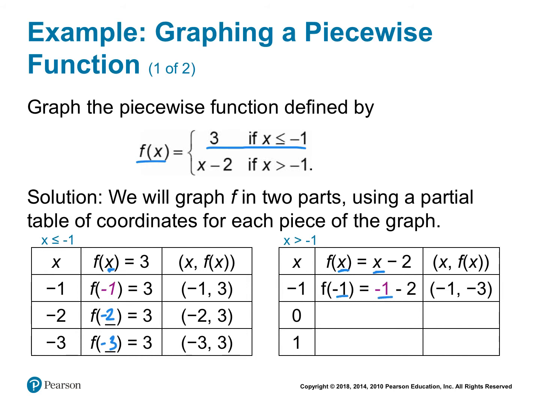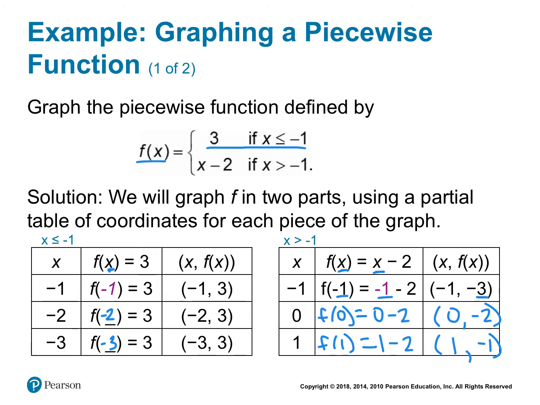So f of -1 is -1 minus 2, which is -3. So our coordinates are -1, -3. So f of 0 would be 0 minus 2, which gives us -2. So our coordinate is 0, -2. And then f of 1 would be 1 minus 2, which is -1. So 1 comma -1 would be our next coordinate.